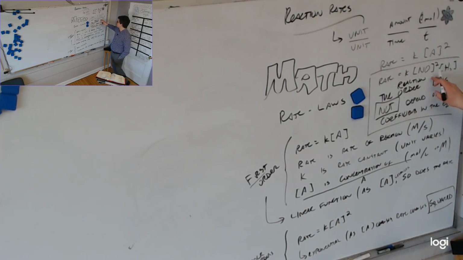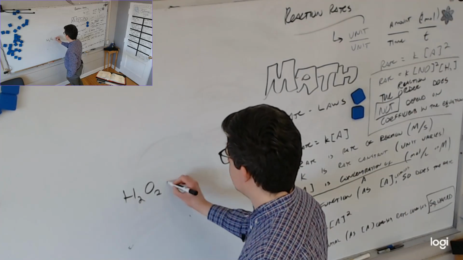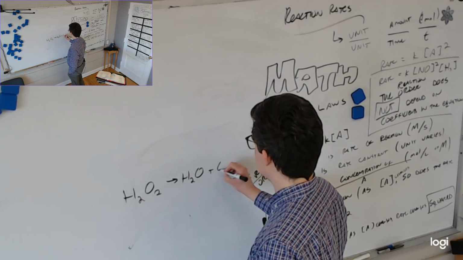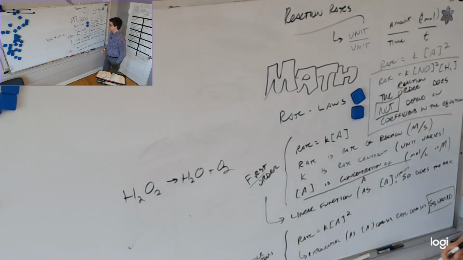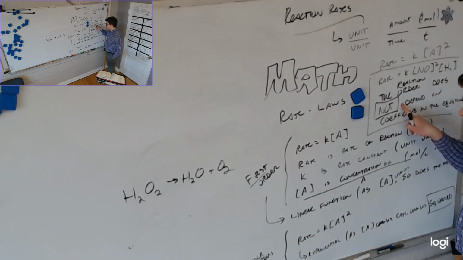Like this reaction will have its own chemical equation. For instance, the chemical equation we did for hydrogen peroxide: H2O2 yields H2O plus O2. Does the reaction order depend on the coefficients? It does not. It depends on the exponent, but that's not always given, so I'm going to tell you in a second how we find that.